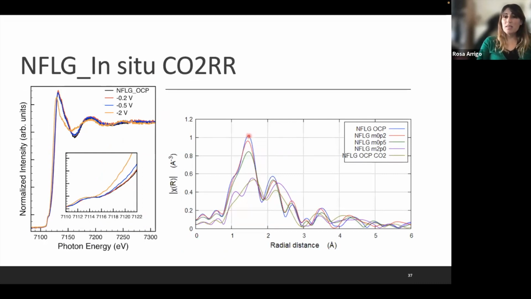You can see here that we see a change in the coordination number in the other direction, but under the condition of the CO2 reduction reaction, which is -2 volts in this case versus silver chloride, the system is not really very stable in a way, and the second coordination shell somehow grows. So understanding this is a challenge, and I will show you where we are.